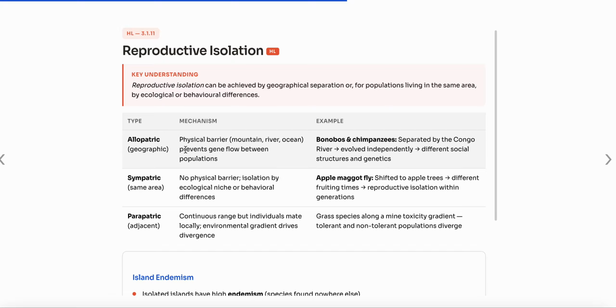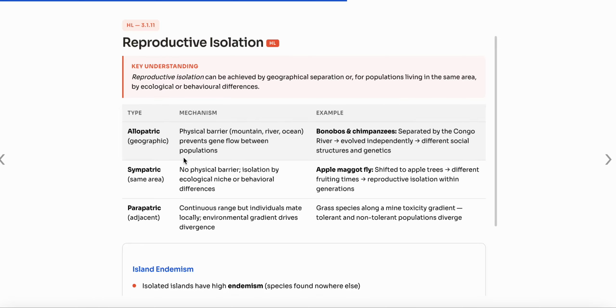Geographical isolation is also known as allopatric speciation, where a mountain, river, or ocean prevents gene flow between the populations. An example is bonobos and chimpanzees, which are separated by the Congo River. They evolved independently and resulted in different social structures and genetics.